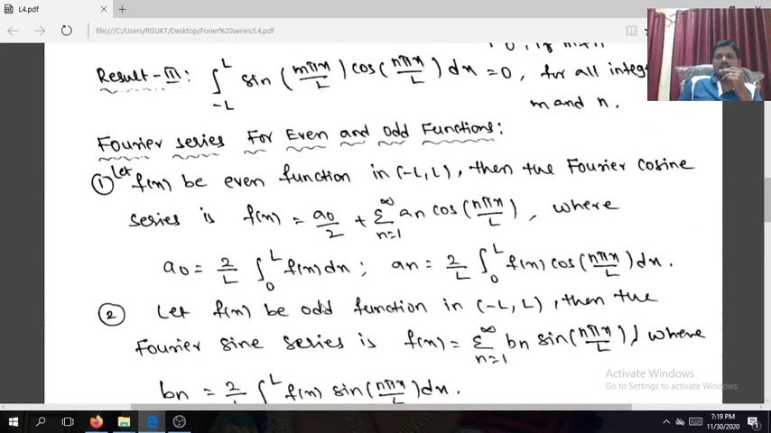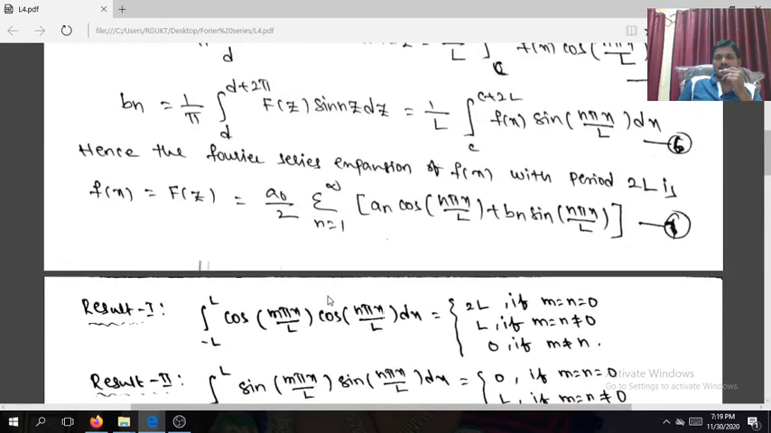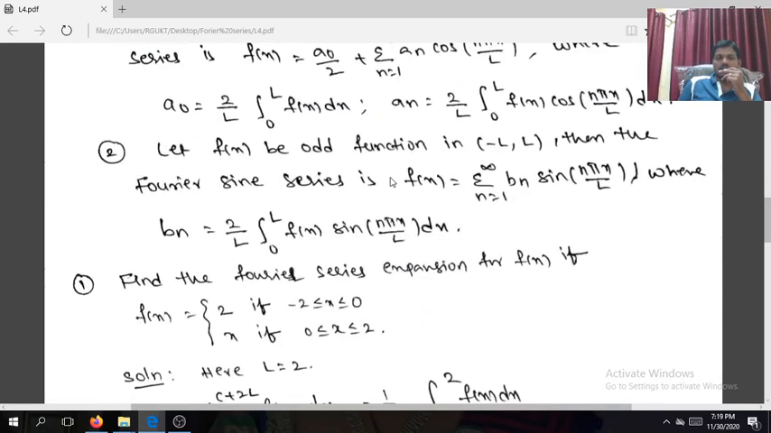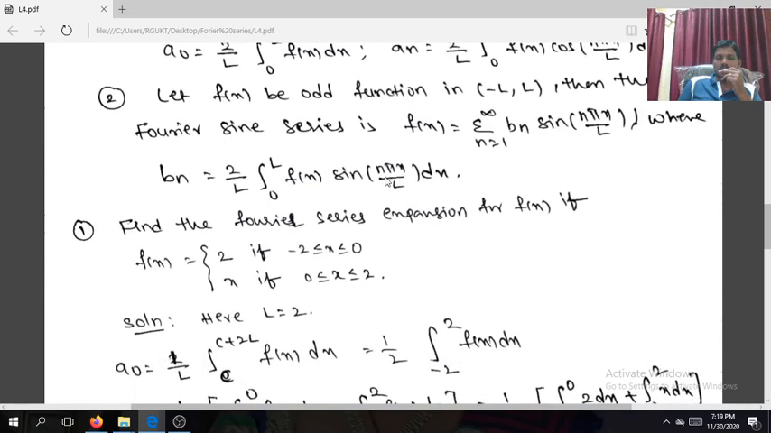So the Fourier series expansion for f of x in the interval minus L comma L, this is the formula, right? a naught by 2 plus summation n is equal to 1 to infinity of a n cos n pi x plus b n sin n pi x, divided by L. Here L is equal to 2. Now I am trying to find a naught, a n, b n one by one. a naught is equal to, the formula is 1 by L integral c to c plus 2L f of x dx. So 1 by 2 integral minus 2 to 2 f of x dx.